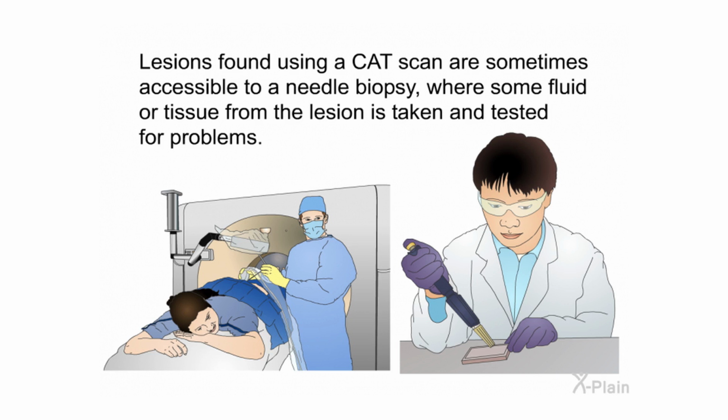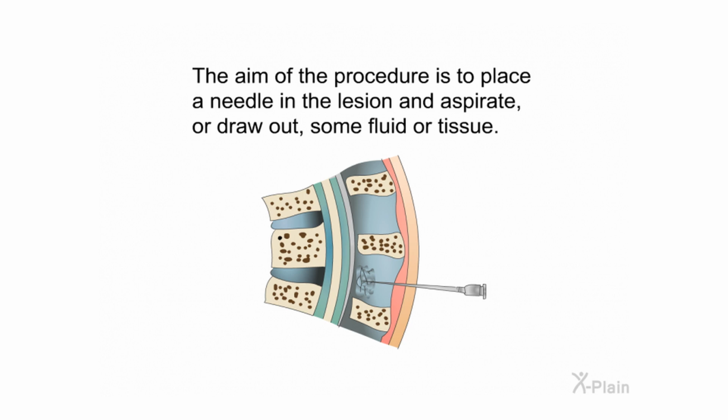Procedure. Lesions found using a CAT scan are sometimes accessible to a needle biopsy, where some fluid or tissue from the lesion is taken and tested for problems. The aim of the procedure is to place a needle in the lesion and aspirate or draw out some fluid or tissue.